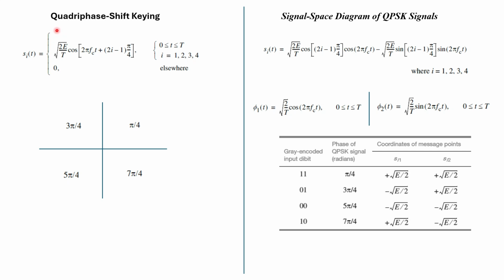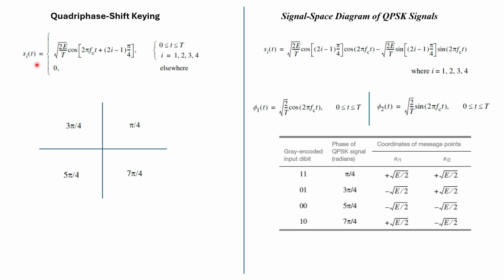Now we study quadriphase shift keying. In quadriphase shift keying or QPSK, we are transmitting four phases for dibits, that is, two binary bits are grouped together. Therefore, we have four signals, i equal to 1, 2, 3, 4, for T duration we are transmitting.